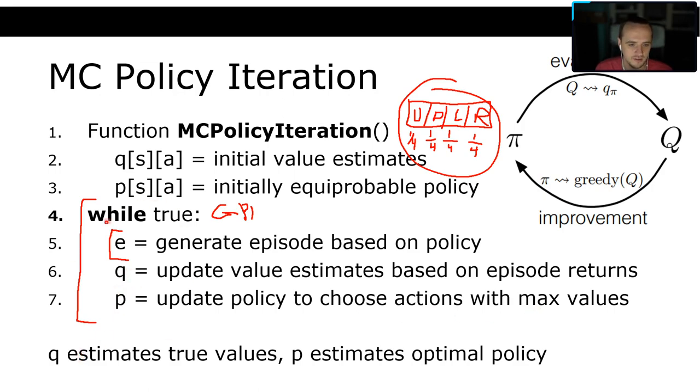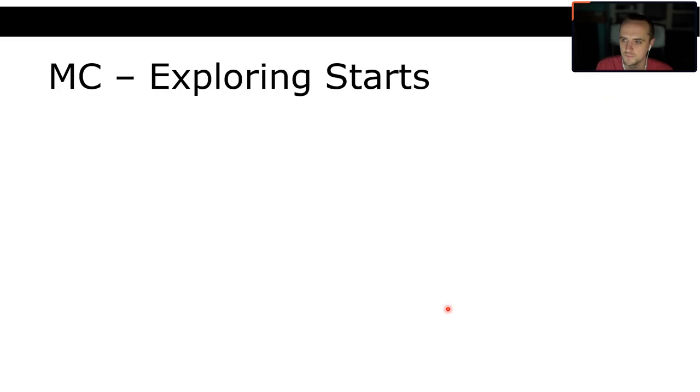And we just do that however long we have, right? Maybe we have an hour, so we do a bunch of these. Maybe the robot is only allowed to be in the parking lot for 10 minutes, and so we do that for 10 minutes. And after that, Q is going to estimate the true values, and P is going to estimate the optimal policy. All right, so that's generalized policy iteration. That's the main idea behind reinforcement learning: testing our current policy, updating our values, and then updating our policy, and doing that in an iterative way.